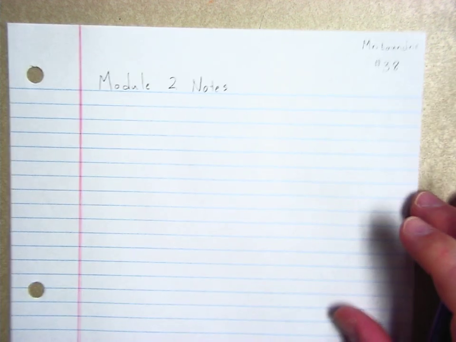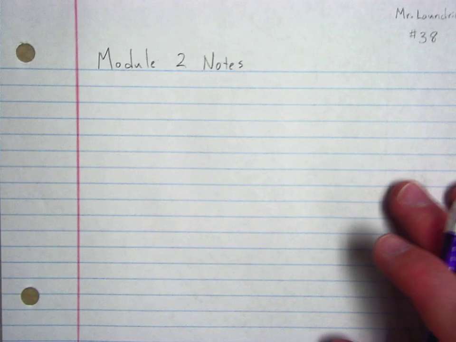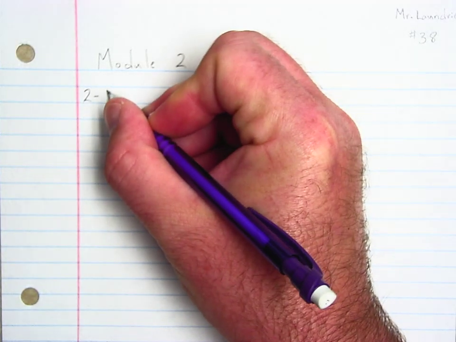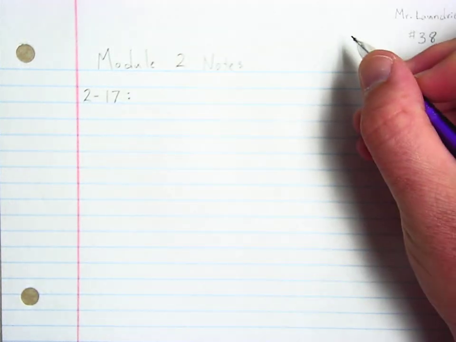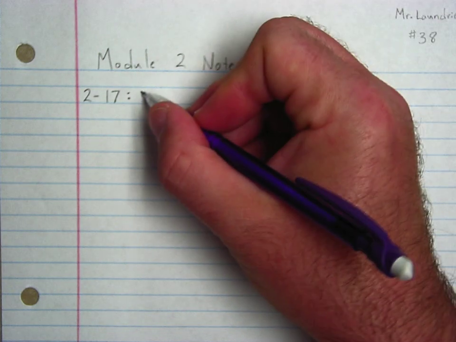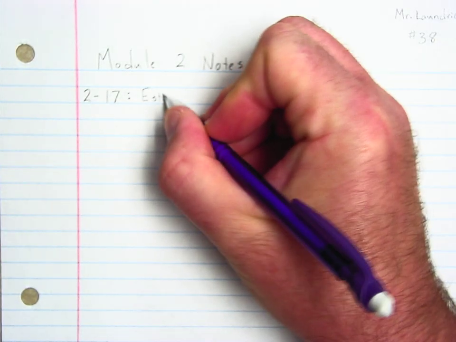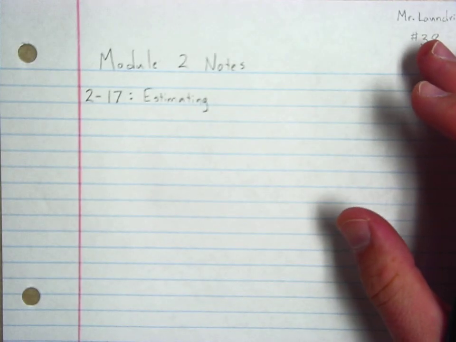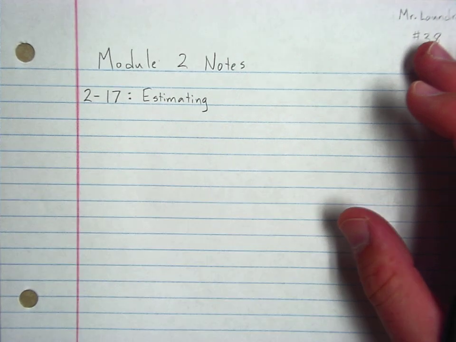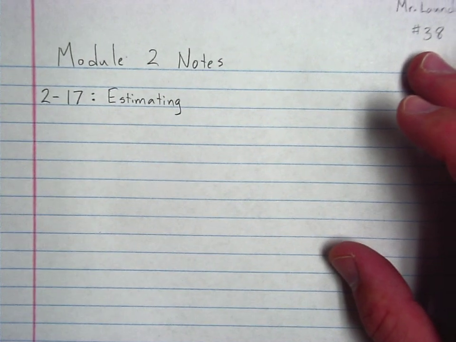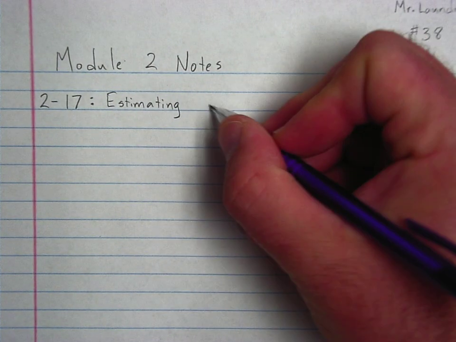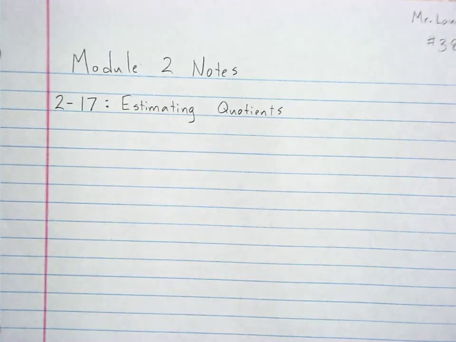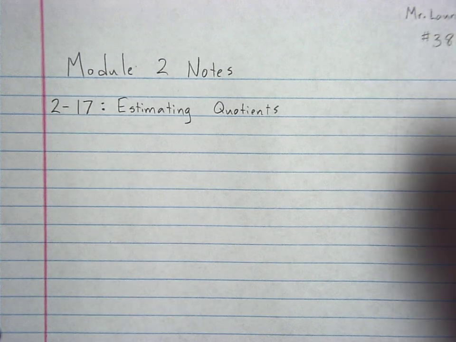All right, Module 2 notes. Our next lesson for today is going to be Module 2, Lesson 17. Your favorite and mine, estimating. Again, having the same technical difficulties we were having before. Not sure why this thing won't focus properly, but we'll do the best we can. We're estimating quotients today. Still dealing with division, but we're going to do some estimating.